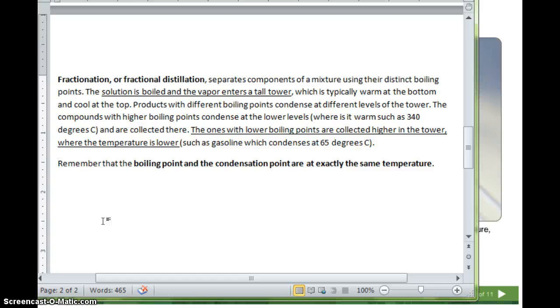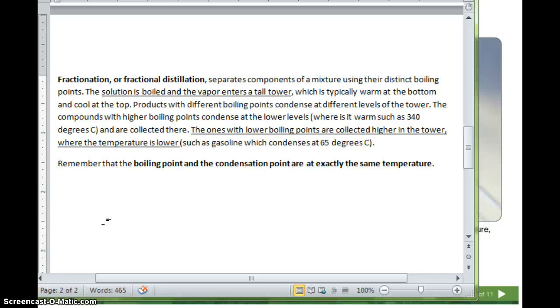Fractionation, or fractional distillation, separates components of a mixture using their distinct boiling points. The solution is boiled and the vapor enters a tall tower, which is typically warm at the bottom and cool on the top. Products with different boiling points condense at different levels of the tower.